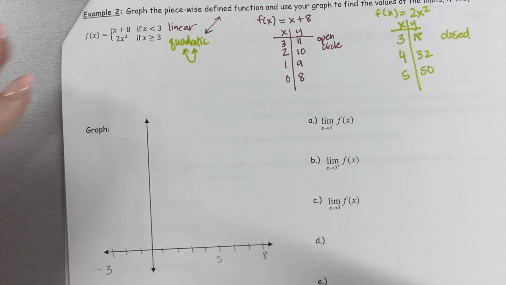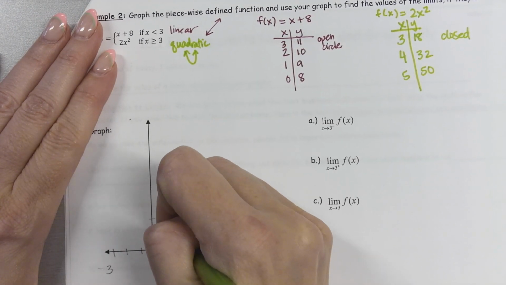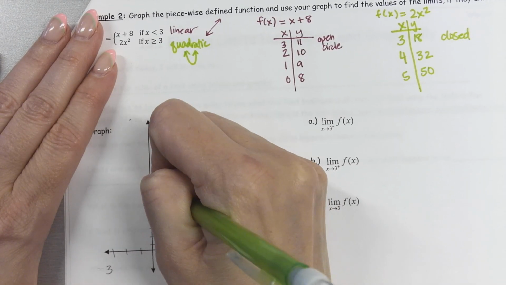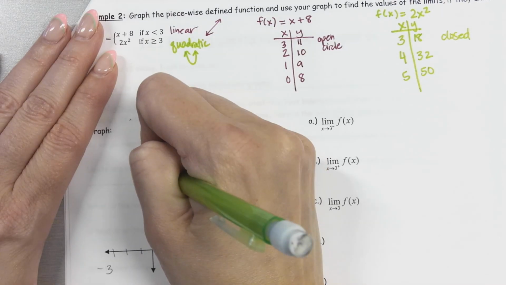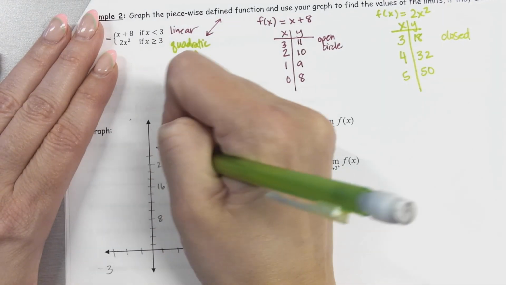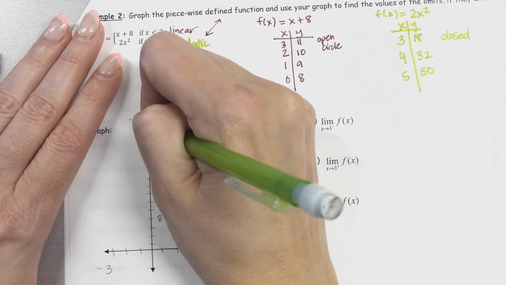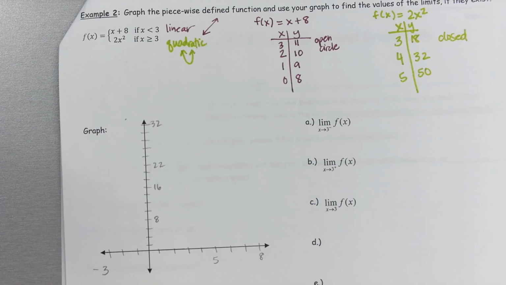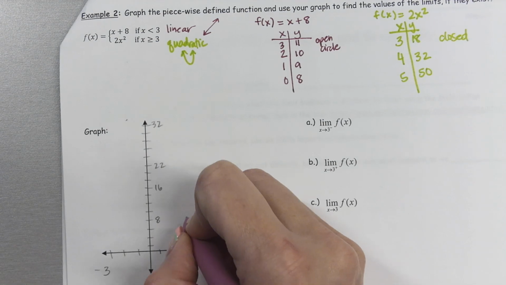Okay, and then to get to 32, I'm going to go by 2. So 2, 4, 6, 8, 10, 12, 14, 16, 18, 20, 22, 24, 26, 28, 30, 32. Okay, so I need an open circle at 3, 11.